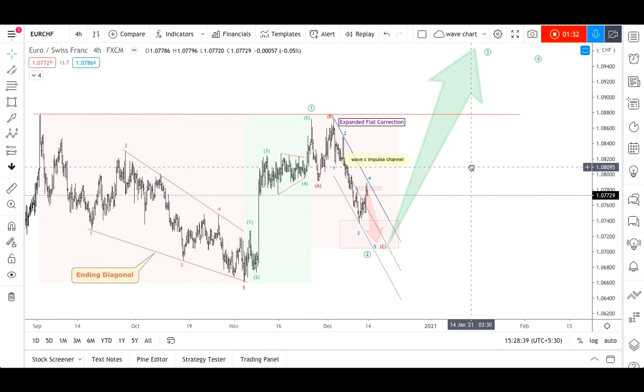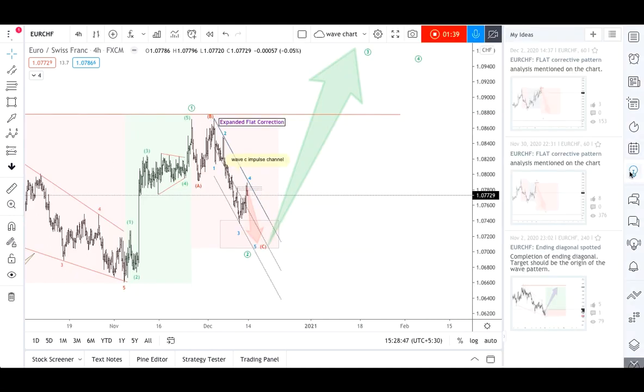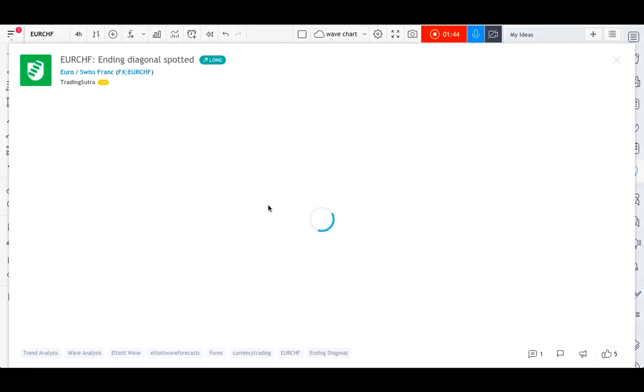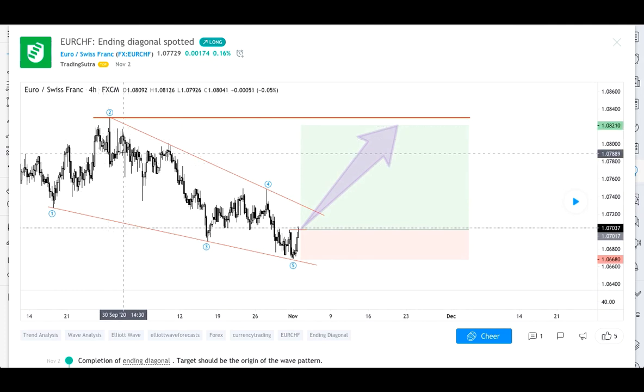For this pair we posted an idea in my previous post. Let's see where that idea, this EURCHF on 2nd of November, went. I posted an idea that this was a formation of an ending diagonal, and I was expecting this movement up to this level. What is the target of an ending diagonal from where it started, or wave 2? Wave 2 should be the minimum target, and the high of wave 1 should be its maximum target for the ending diagonal pattern.